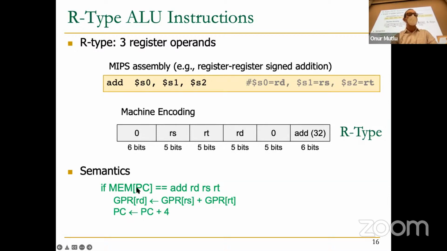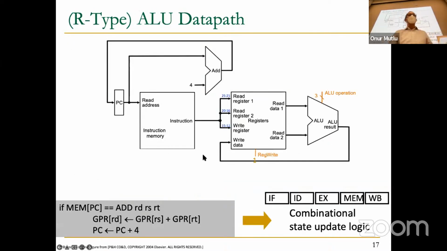If the memory location pointed to by PC has this instruction encoding, then general purpose register RD should get the contents of general purpose register RS added to the contents of general purpose register RT. PC should also be incremented. And we did this yesterday basically. What data path elements do you need for this? Well, you have the program counter already. We start with the program counter and the register file.